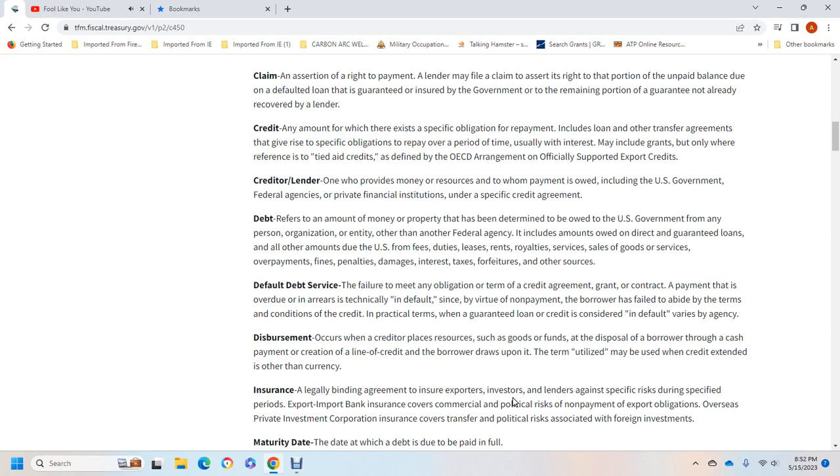The term utilized may be used for credit extended in currencies other than U.S. currencies.